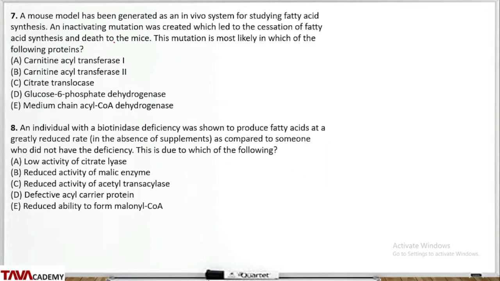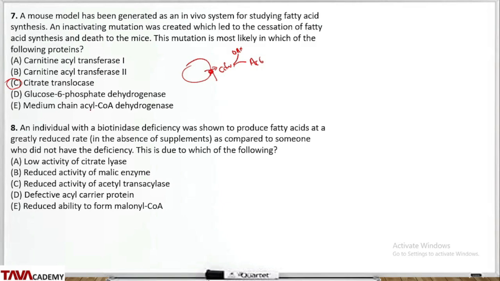Question 7. A mouse model has been generated as an in vivo system for studying fatty acid synthesis, and an inactivating mutation was created which led to a cessation of fatty acid synthesis and death of the mice. The mutation is most likely in which of the following proteins? Now, if we have citrate translocase mutation, citrate cannot leave the mitochondria into the cytoplasm, so it needs to leave the mitochondria and come into the cytoplasm, where citrate gets converted to acetyl-CoA and oxaloacetate by the enzyme citrate lyase. So it needs a translocase to leave the mitochondria and come into the cytoplasm. So if this translocase is mutated, we're going to have deaths because the mice cannot synthesize fatty acid. So that's the answer here.